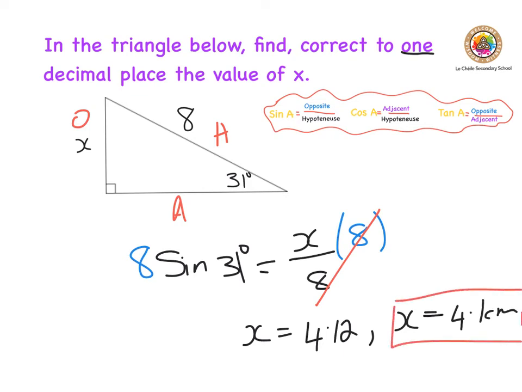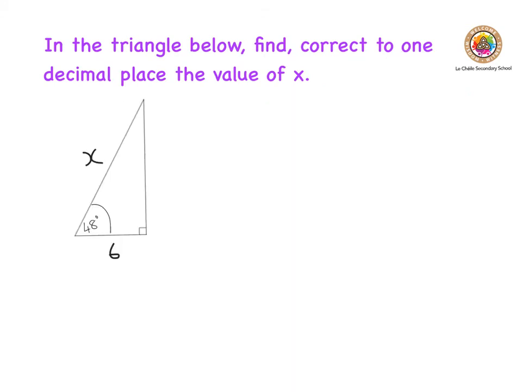Okay, so we'll do another question. Here we're given an angle of 48 degrees, a side x and another side 6 on a triangle. Okay, so again, we're going to label our sides. Here I start off and I have the hypotenuse. I know that this side here is the opposite because it's opposite the angle 48. So this side down here at the bottom, the base, has to be the adjacent.